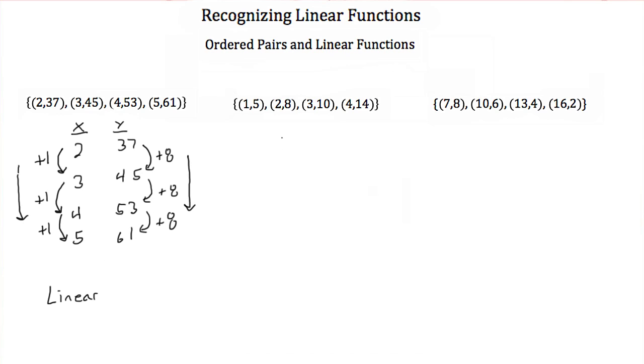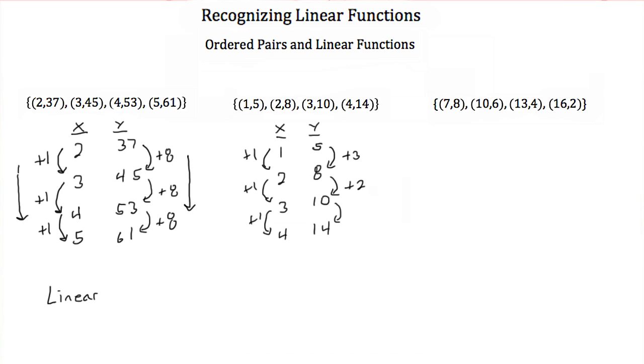So let's look at the next example. Here again we have 1, 2, 3, and 4, and then 5, 8, 10, and 14. Again, our x's increase by 1 every time. And our y values increase by 3, then by 2, and then by 4. So because our x's increase by the same amount every time, but our y's do not, this is not a linear function.